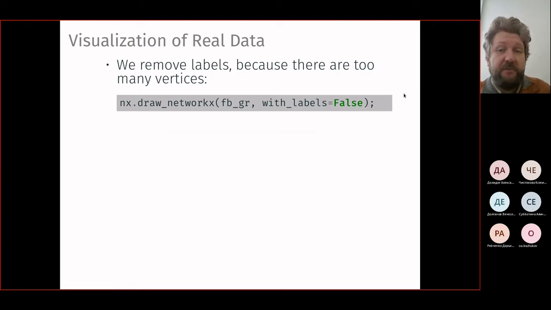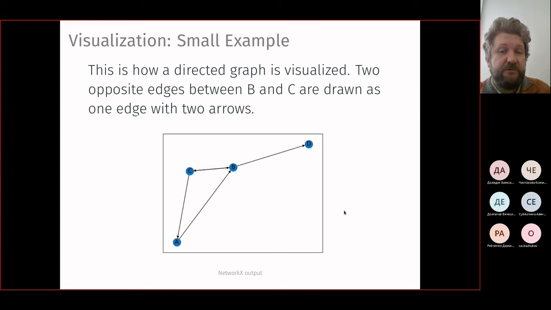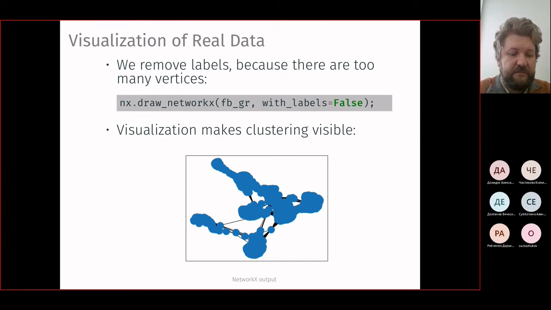We may remove labels, because when we tend to have too many vertices in real life data, we do not have the opportunity to really draw it. And we'll see it on the next slide.